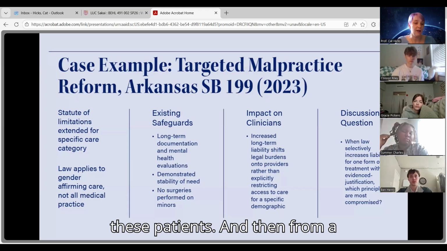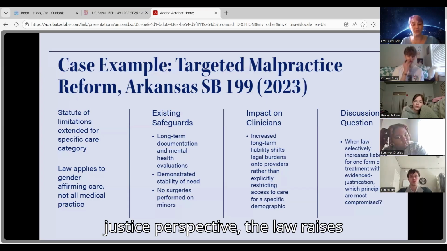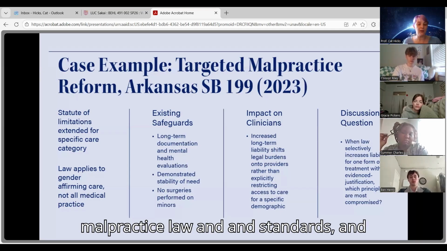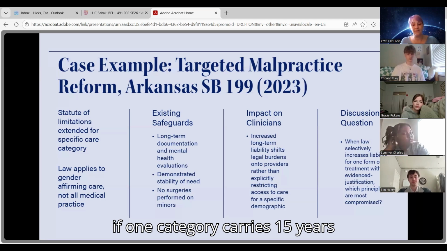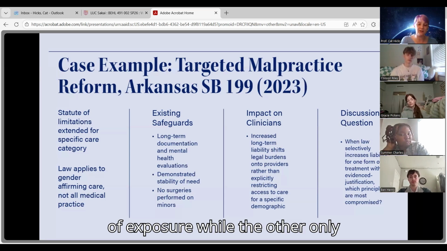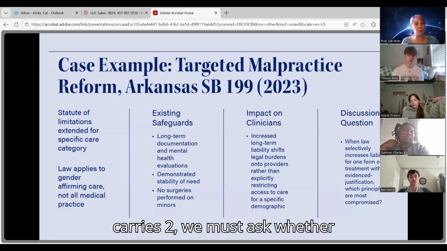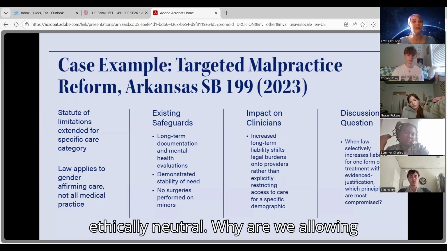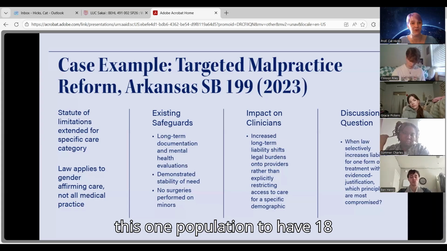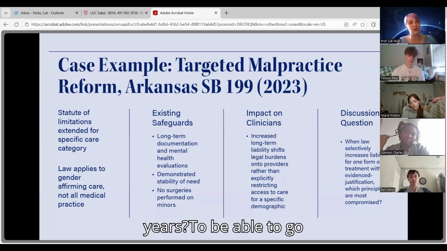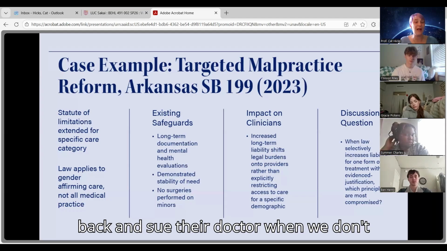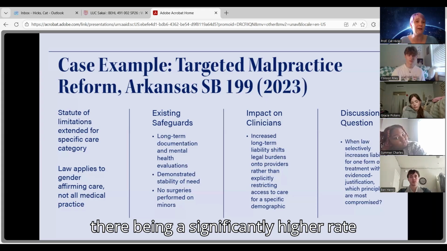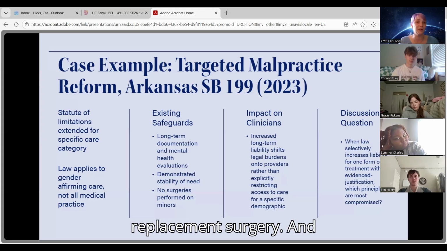And then from a justice perspective, the law raises questions about equal treatment under malpractice law and standards. And if one category carries 15 years of exposure while the other only carries 2, we must ask whether that distribution of legal risk is ethically neutral. Why are we allowing this one population to have 18 years to be able to go back and sue their doctor when we don't do that for any other category, despite there being a significantly higher rate of regret for things like a knee replacement surgery?